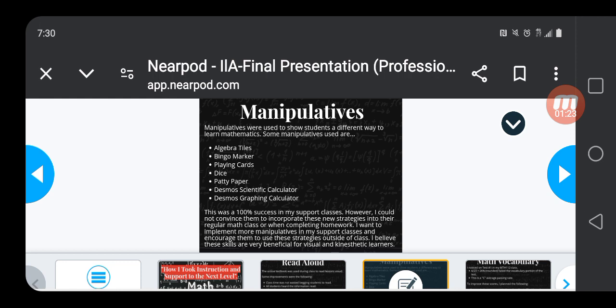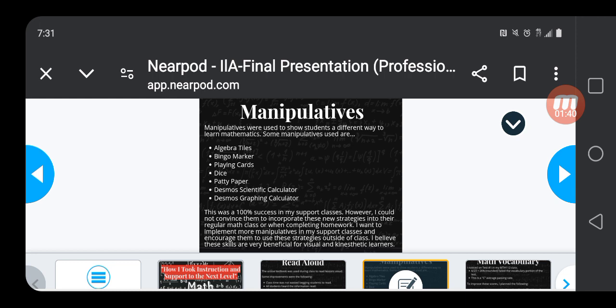I love manipulatives in math class. It's a different way to teach students how to learn. I think manipulatives are great for students that are visual and kinesthetic learners. I also realize that it's good for students that have different types of learning disabilities.